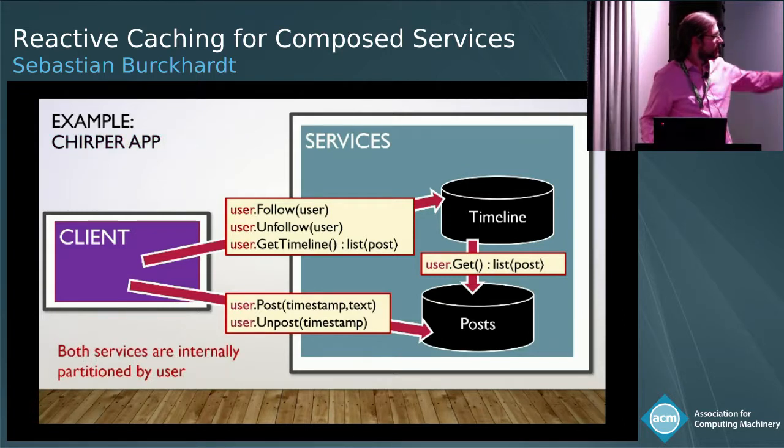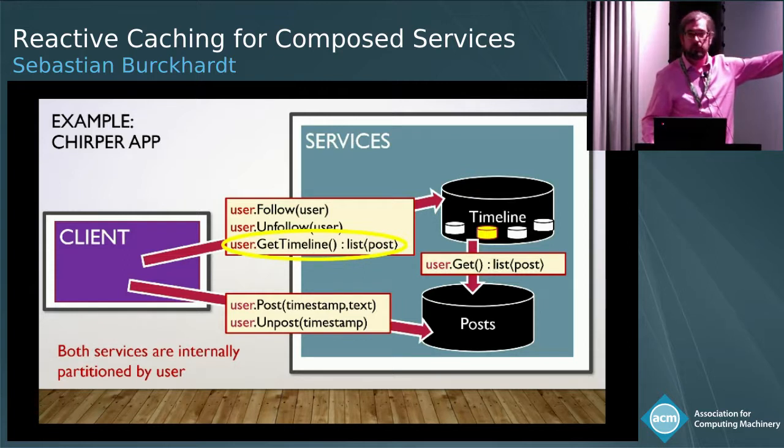So the important thing here is both of these services are partitioned by user. So they're logically independent per user. So there's a fine-grained internal partitioning. And I have shown this by making user not the first argument, but something before a dot. So if I call user.getTimeline, some code will run in there. I target this at one of the partitions.